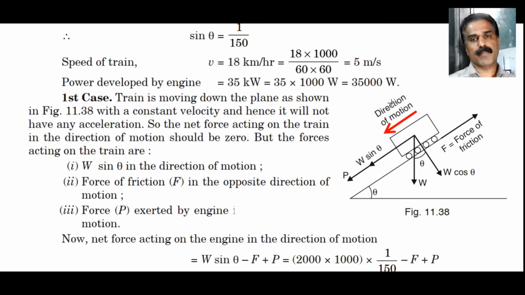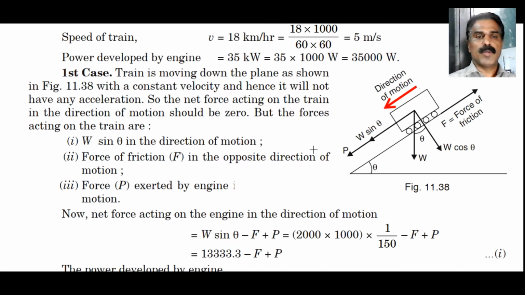We can just put F as the frictional resistance, and as the train is moving with uniform velocity or constant velocity, there is no acceleration. That means there is no net force acting on the train. Anyway, to move the train downwards, the engine has to apply a force of P in this direction, and you can see here, in the figure, W sin theta is in the direction of motion, force of friction is in the opposite direction of motion, and force P is exerted by the engine.